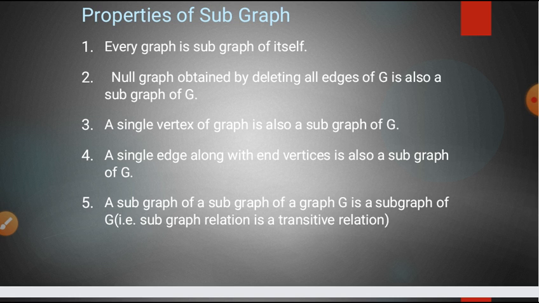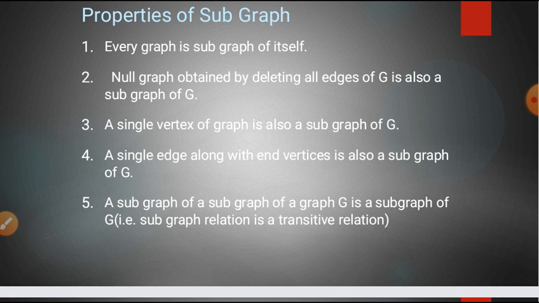So what is the null graph definition? We only have a set of vertices but without any edges, or we can say the edge set is empty or the null set. So this is the null graph. If you remove all edges, then the null graph remains. So this is also the second property. And the third property is that a single vertex of a graph is also a subgraph of G. Of course, if we say one particular vertex, it is also present in the graph, because without any vertices it is not possible to plot a graph.